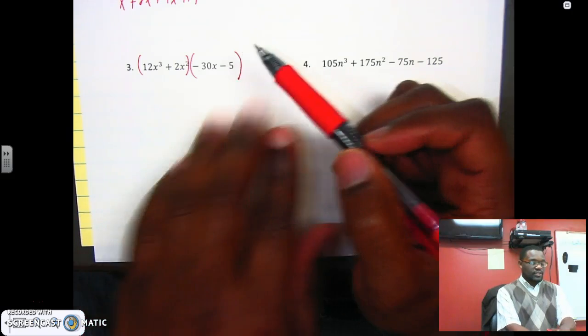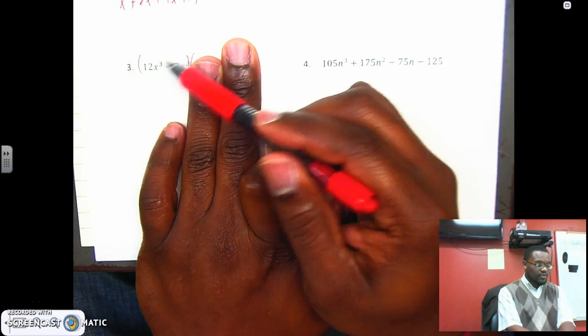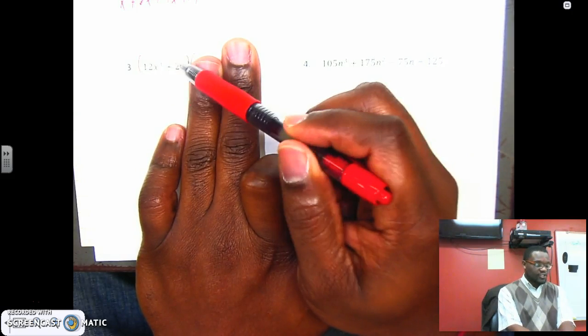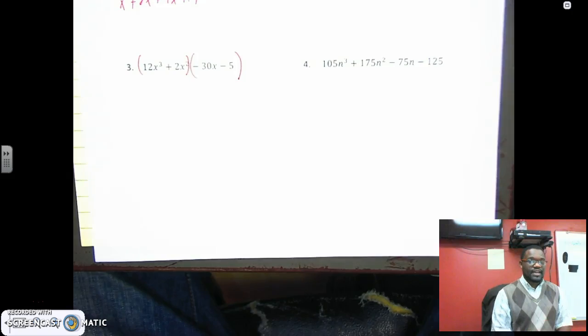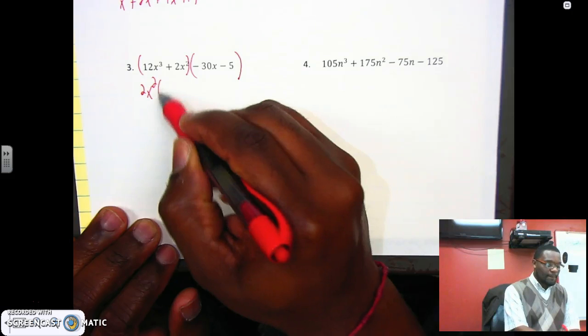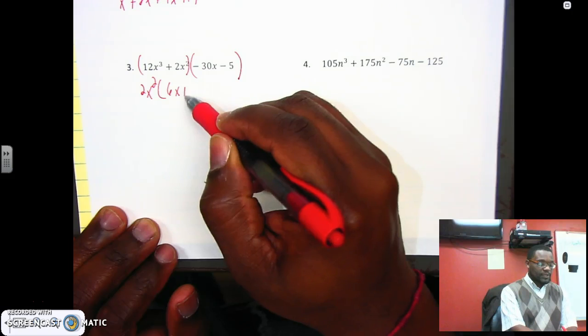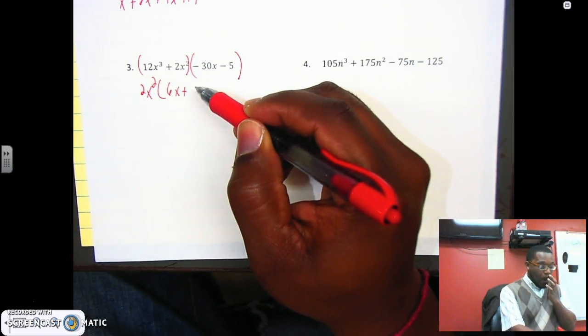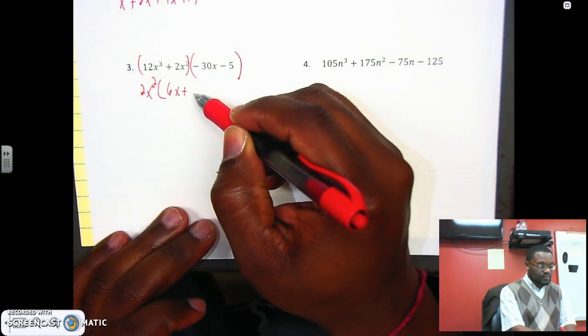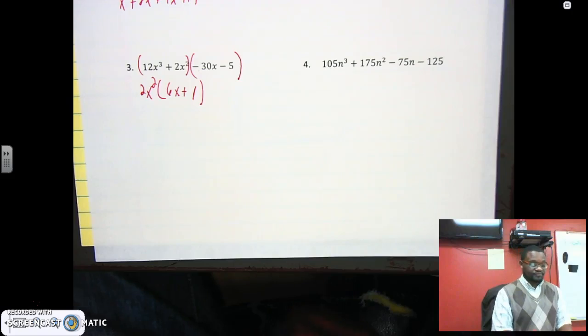So here we go. I'm going to factor out the greatest common factor here, which is not just a number or a variable, it's a combination. I can take out a 2. Oops, can't see that, can you? I can take out a 2 and x squared, right? Doing so would leave me with 6x plus 1. Yeah, I just had a brain fart.